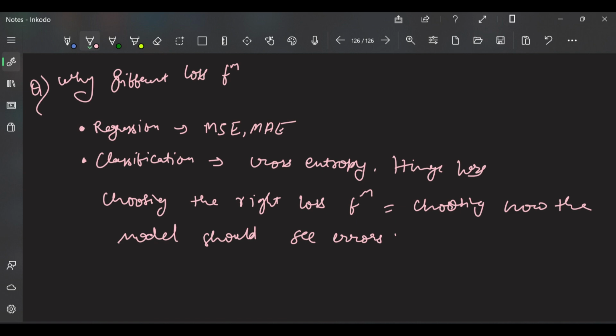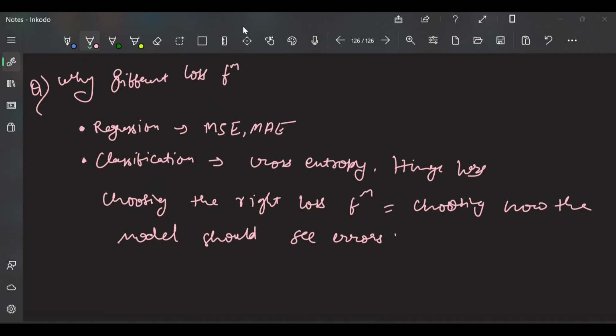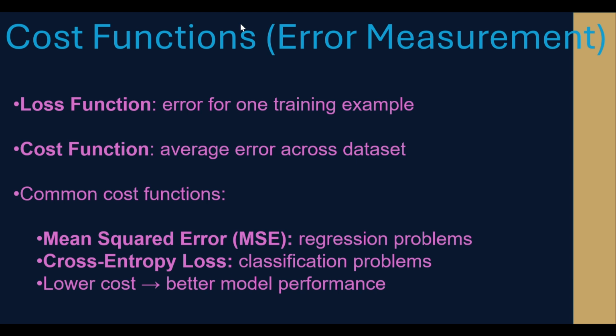So moving further to gradient descent. Just to recap what we have done on cost functions: the loss function is the error for one training example, and the cost function is the average error across the dataset. The common cost functions are mean squared error for regression problems and cross entropy loss for classification problems. And lower cost means better model performance.